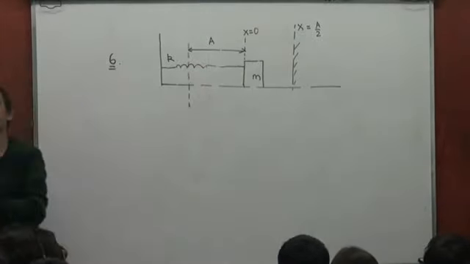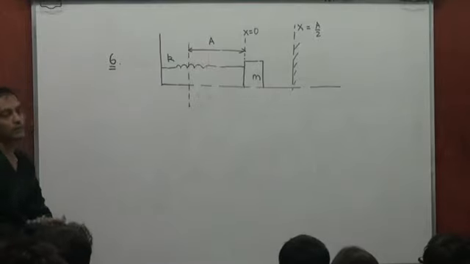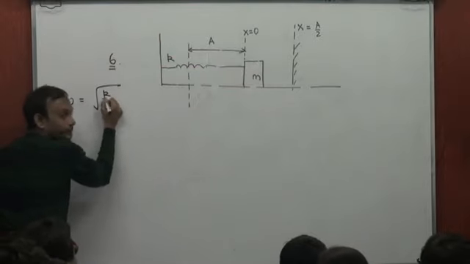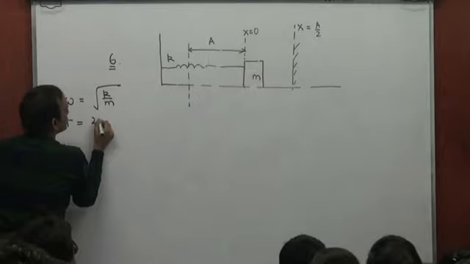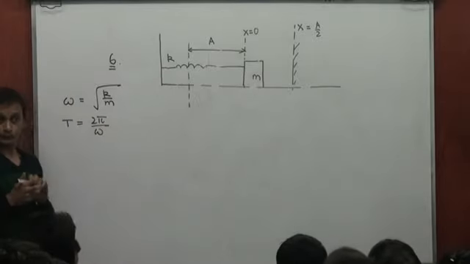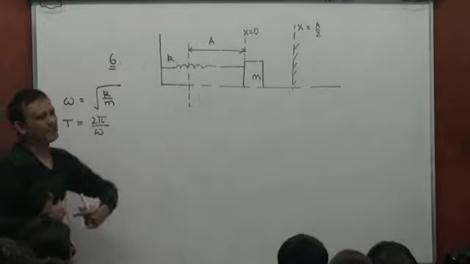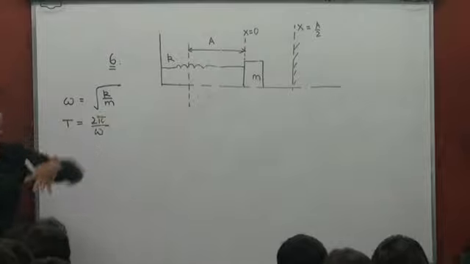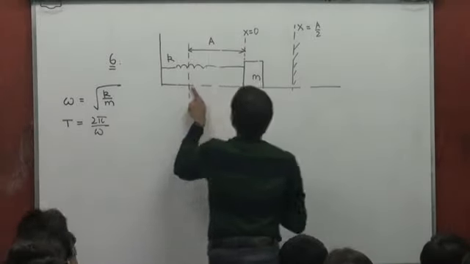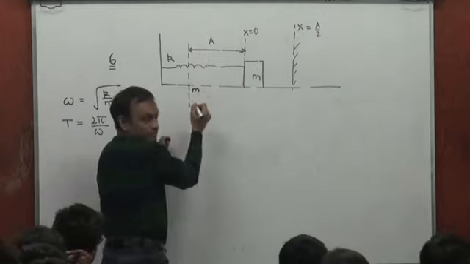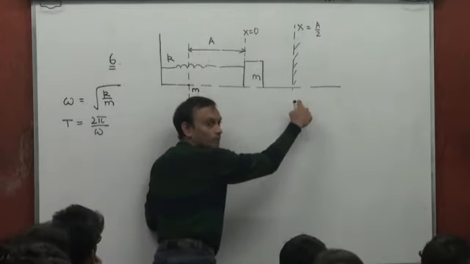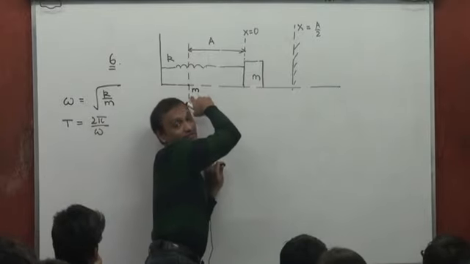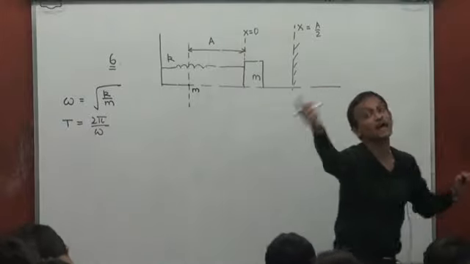Now, had the wall not been there, the omega of the motion would have been root k by m. The time period would have been 2 pi by omega. Yes or no? Now, the manner in which we want to define the time period of this revised situation is, well, if this particle of mass m starts here, it has to go all the way to the wall, and it has to come back to this point. That would be my revised time period for the oscillator.